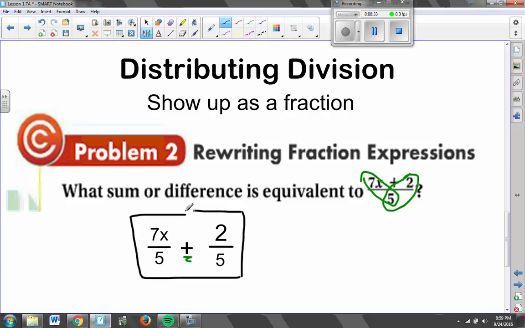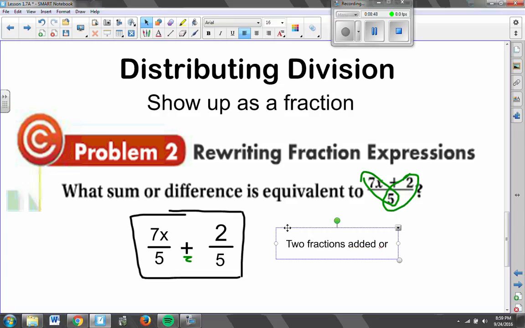So when we distribute over a fraction bar, our answer should end up looking like 2 fractions added or subtracted together, potentially simplifying one of them. 2 fractions added or subtracted.